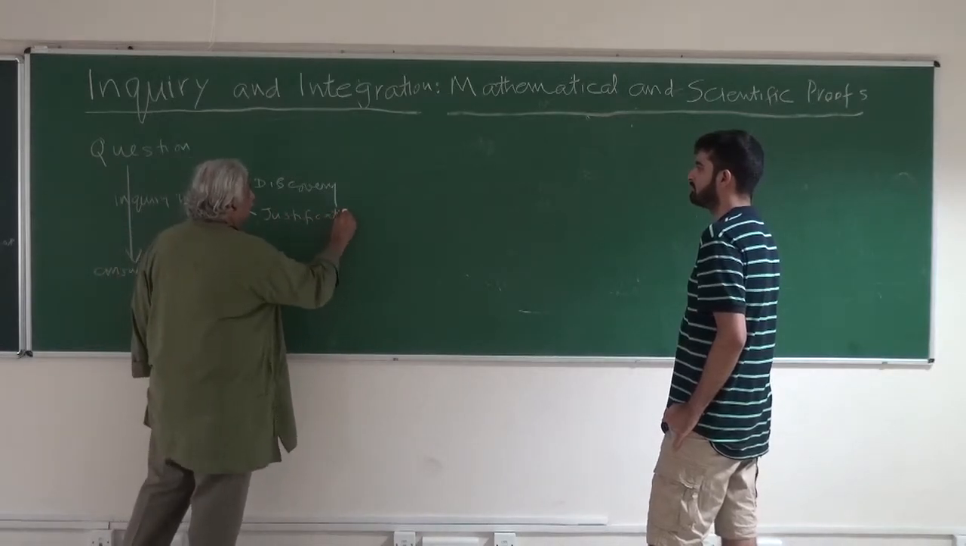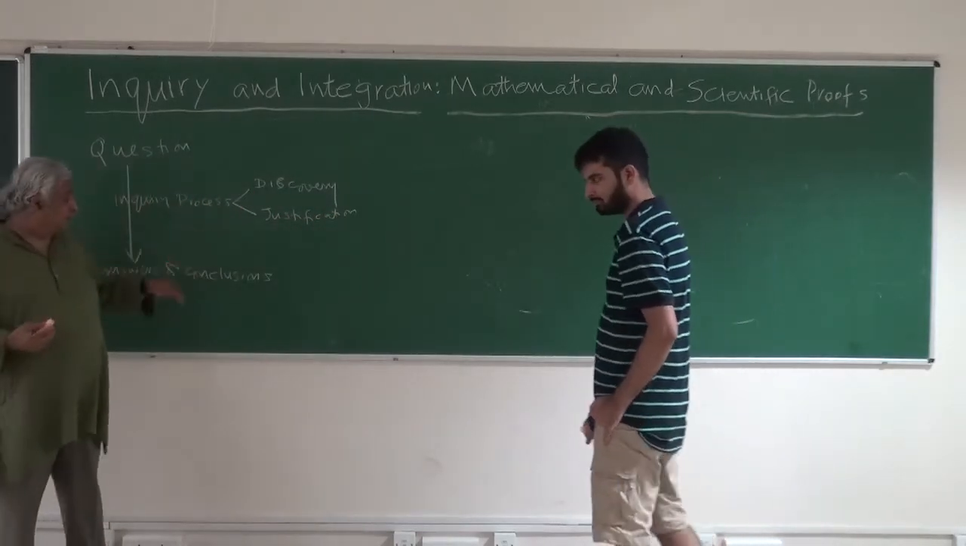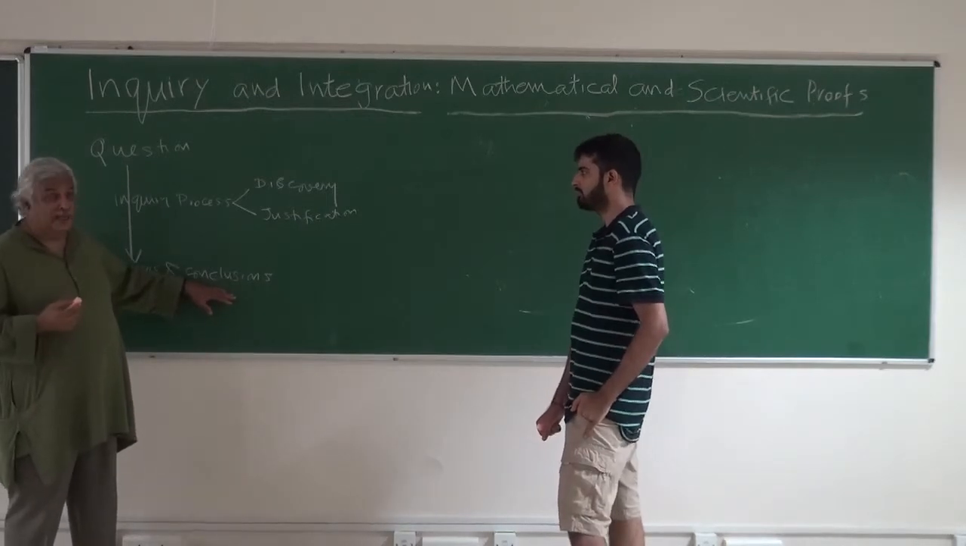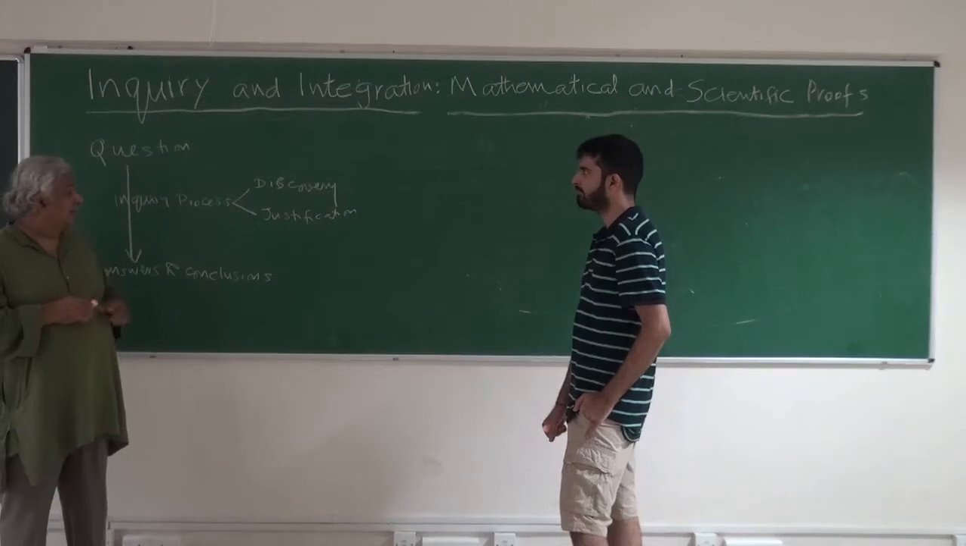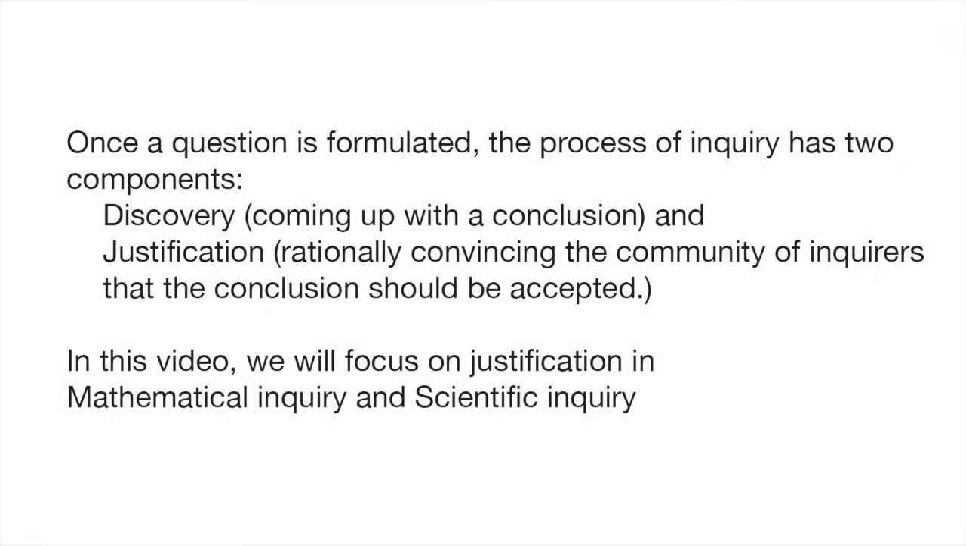Justification means the inquirer has come up with a conclusion, but now the inquirer has to convince the skeptical jury of other inquirers that this conclusion should be accepted, that the conclusion is quite legitimate, it's good, it's true, and so on. So what we are going to do is look at this issue of justification. How do you convince the others in rational inquiry that the conclusions we have arrived at, they should also accept? And we're going to concentrate on two modes of inquiry, mathematical and scientific.